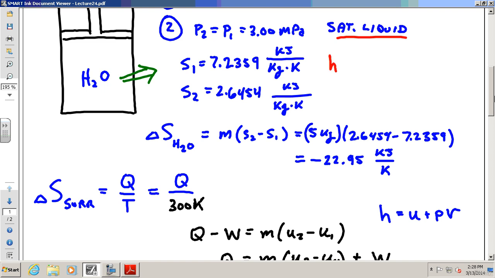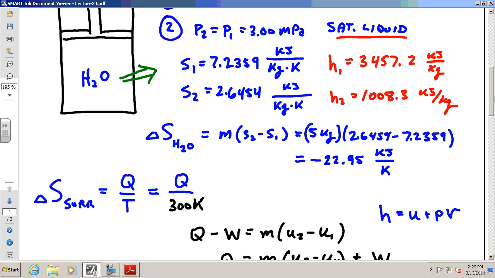I'm going to do the same way I got S2 and S1. Look them up in the tables. It turns out H1 is 3457.2 kilojoules per kilogram. And it turns out H2, if you look in the tables, is 1008.3 kilojoules per kilogram. So that's just straight from the tables, that's what H1 and H2 are.